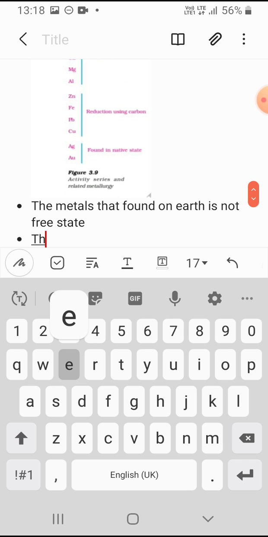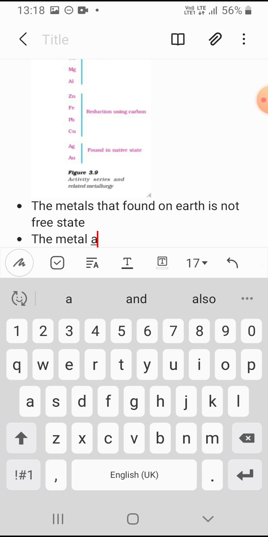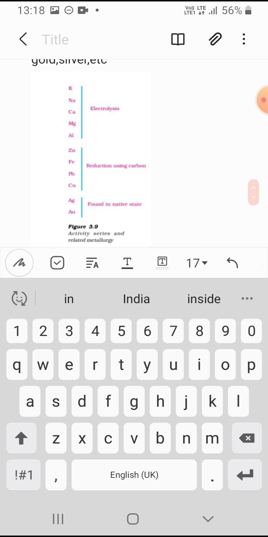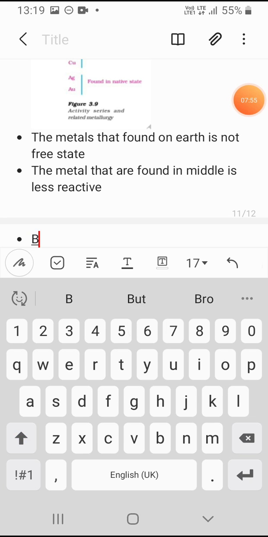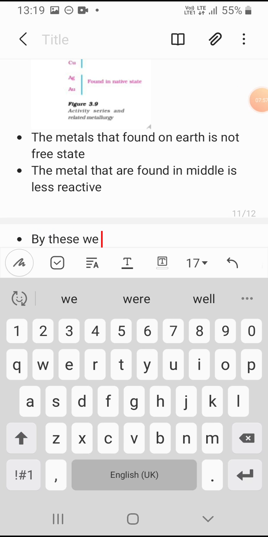And the metals that are found in the middle, here you can see reduction using carbon. These metals in the middle of the earth are a little bit reactive, or less reactive. We can group them into three types.